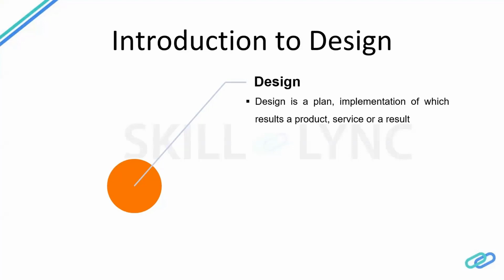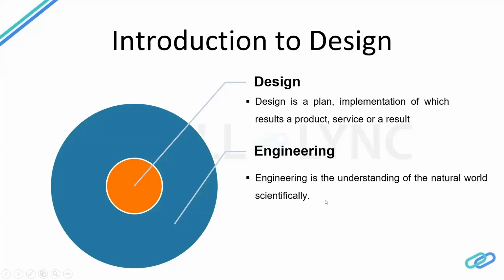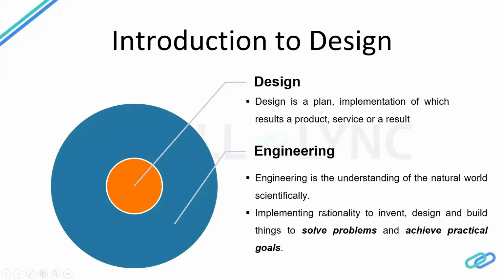Now we come across another term called engineering. So what is engineering? Engineering is a way to manifest a design, and engineering is the understanding of our natural world in a scientific manner, and applying this rationality to invent, design and build things and to solve problems to achieve practical goals. So please remember, engineering is all about solving problems and achieving practical goals.